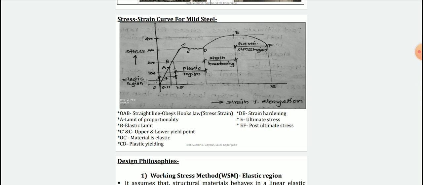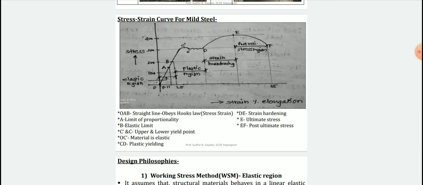So that is up to point E. Now E represents the ultimate stress value where the reduction of cross section or necking formation is done. Already this particular practical you have covered in your second year. The last portion in the diagram, that is EF, represents the post ultimate stress region. Here stress falls rapidly with increase in strain and the specimen breaks. So the last point, F, that is your breaking stress.